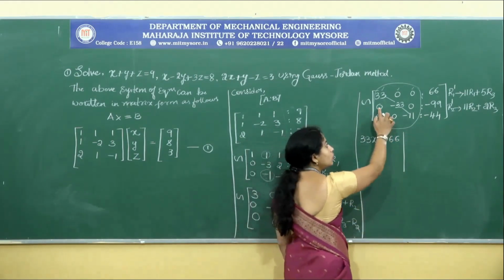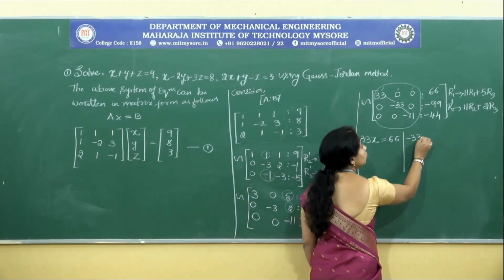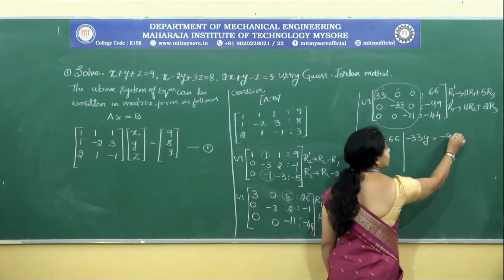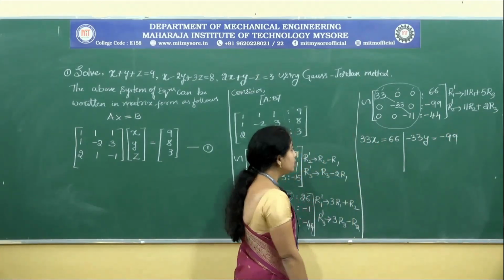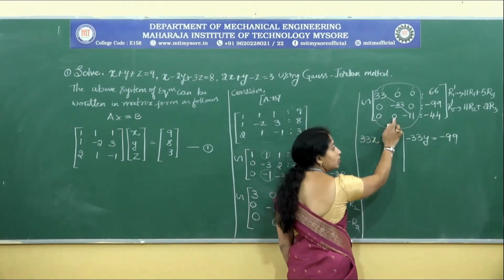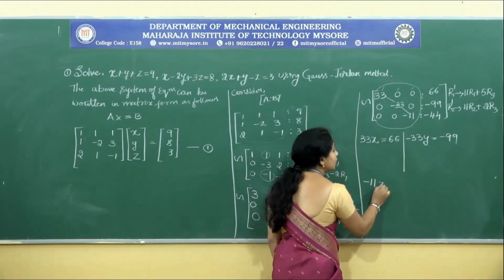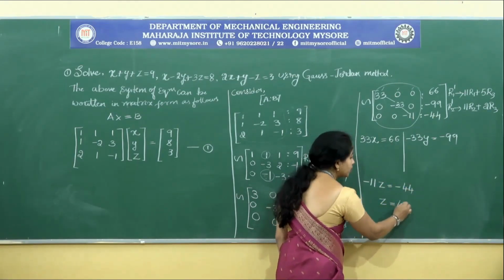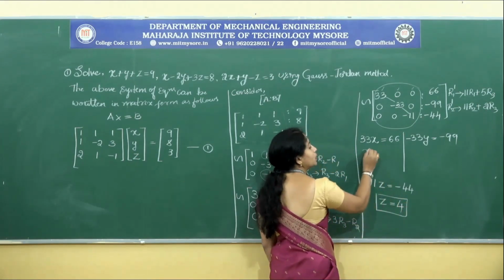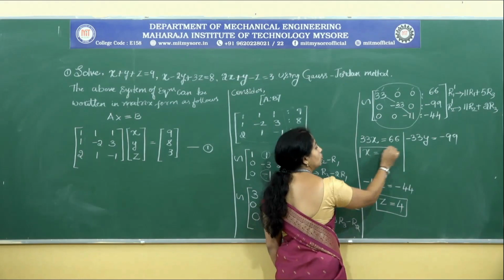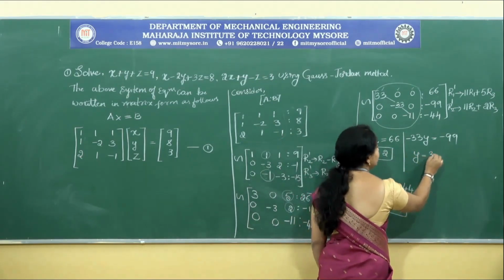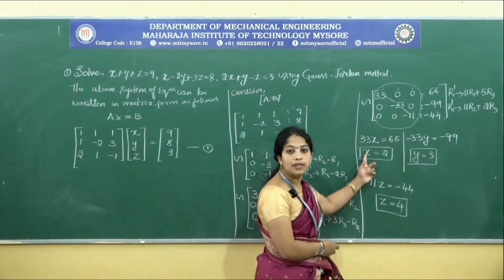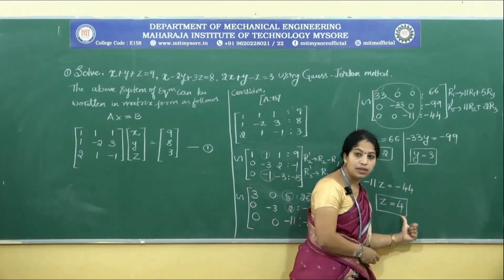See the next one, 0 into x minus 33 into y is equal to, again this element is 0, the constant matrix is minus 99. See the last row, that is 0 into x, 0 into y minus 11 into z is equal to minus 44. The value of z is 4. Here the value of x is 2 and the value of y is 3. Now the solution using Gauss-Jordan method is x is 2, y is 3 and z is 4.